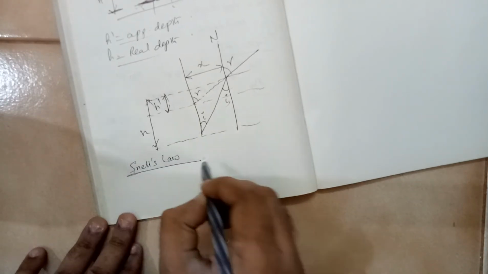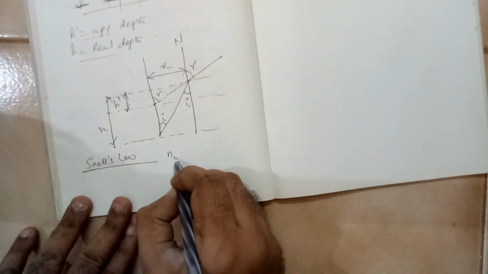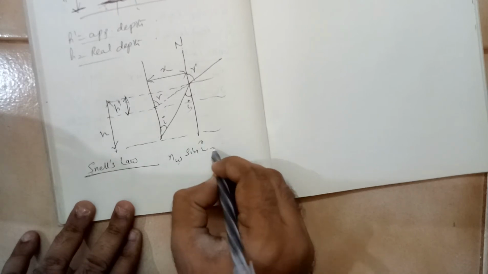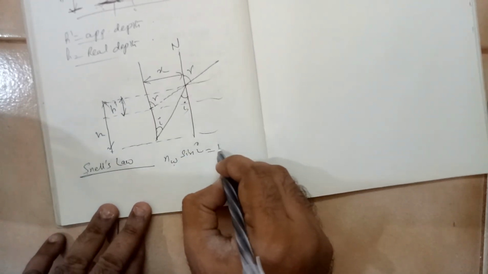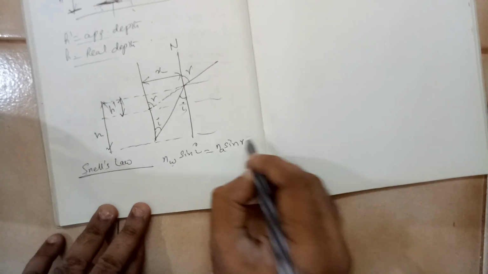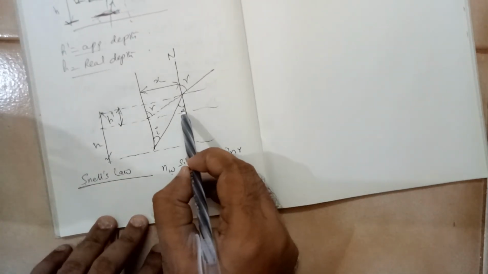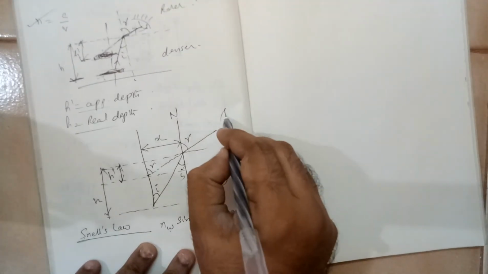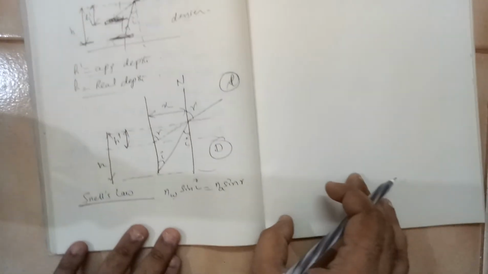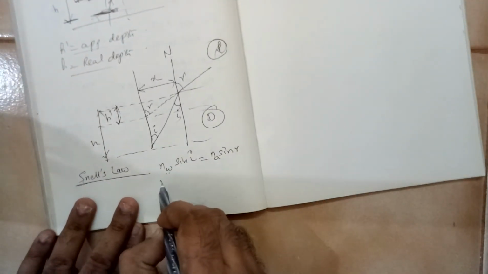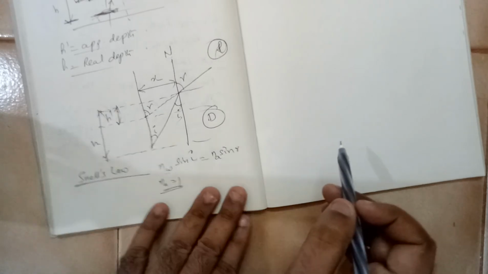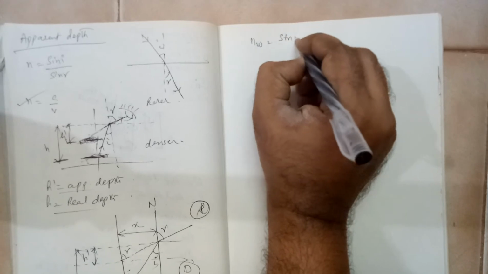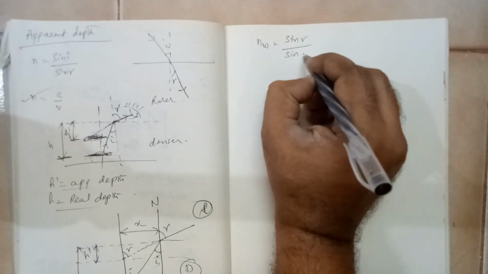Snell's law will be N of water, the refractive index of water, multiplied by sin I, is equal to N of air into sin R. Here the angle of incidence is this. Here you are traveling from denser to rarer. This is the denser medium, this is the rarer medium. Now N of air is equal to 1, you know that. So N of water will be equal to sin R by sin I.